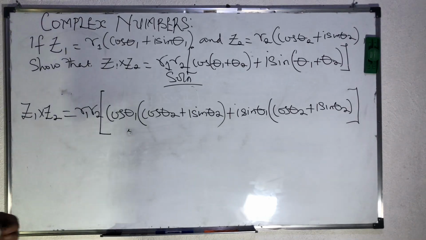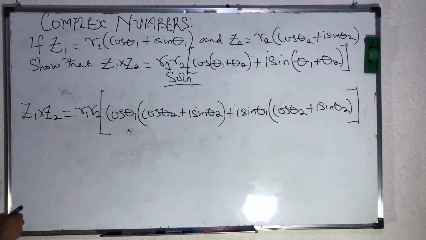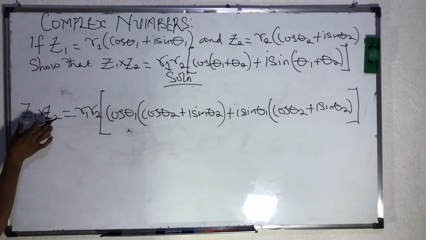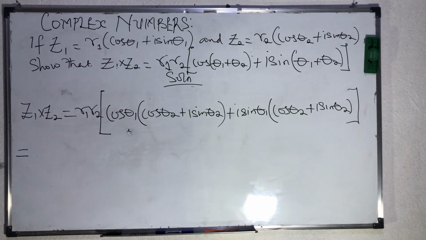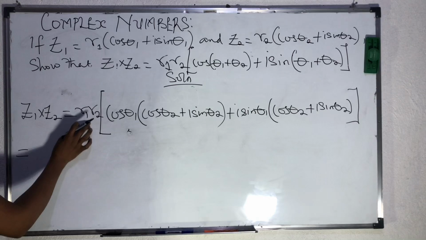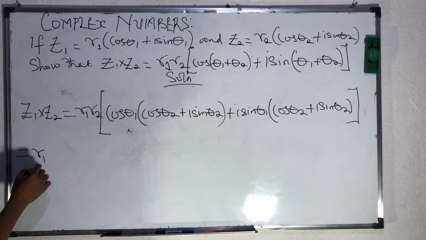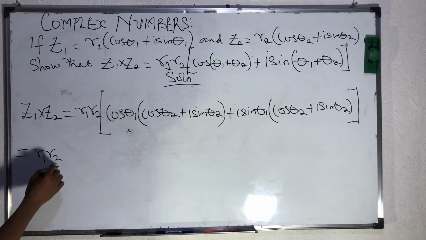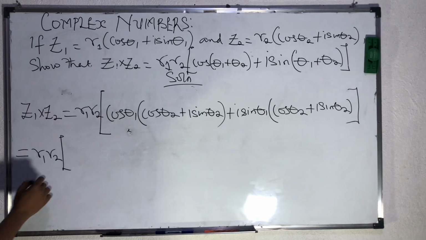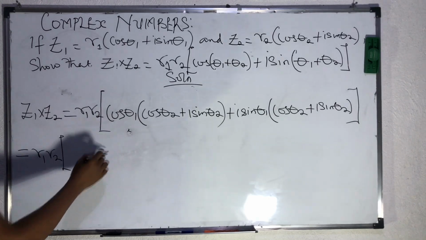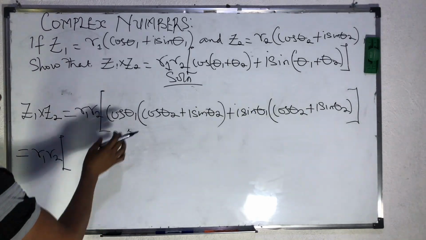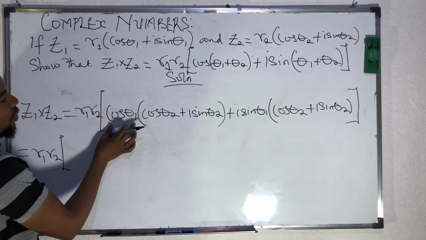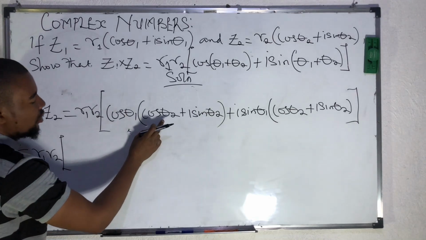We can now go ahead and multiply them out. So this is equal to, I'm not going to repeat the z1 plus z2 because of space. This is equal to, we also bring their moduli down. We have r1 and r sub 2. We open our square bracket again, and we multiply out cos theta 1 times cos theta 2.